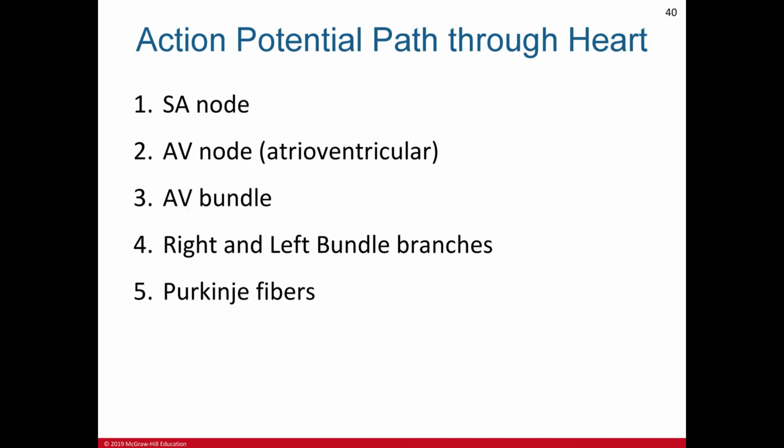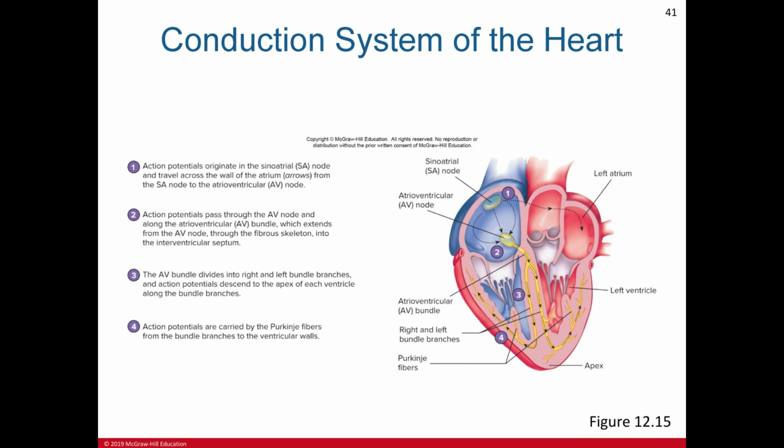Again, the action potential conduction starts with the SA node or the sinoatrial node, and then the AV node, to the AV bundle or the atrioventricular bundle, and then the right and left bundle branches, to your Purkinje fiber in the apex of your heart.